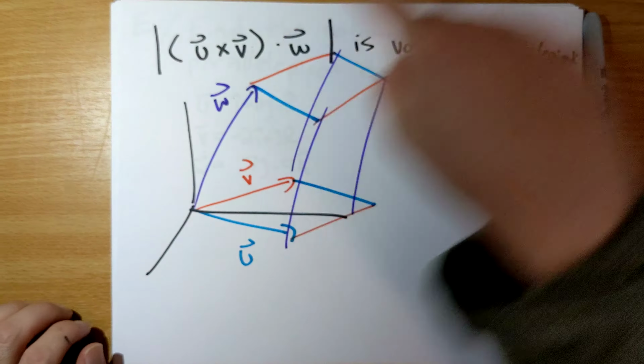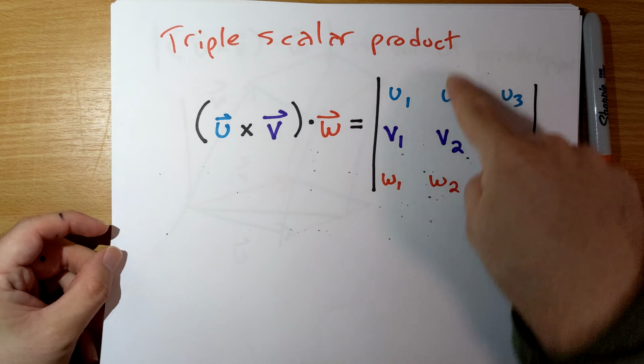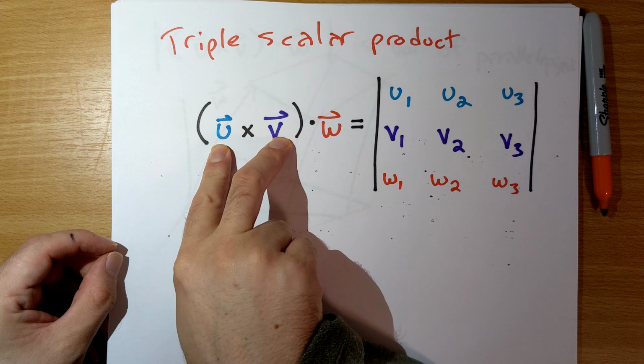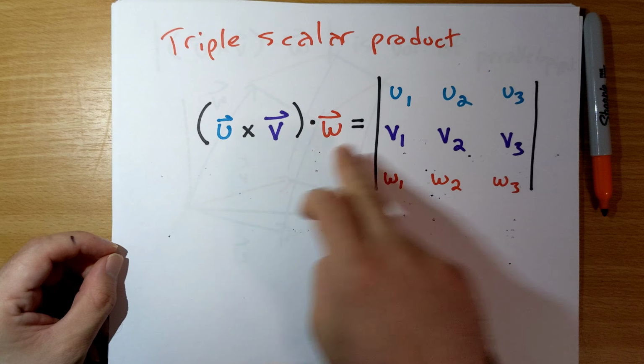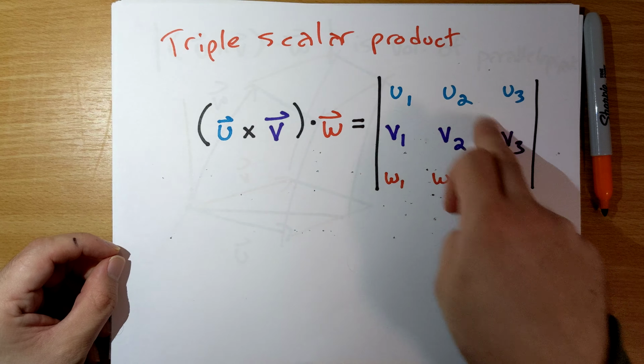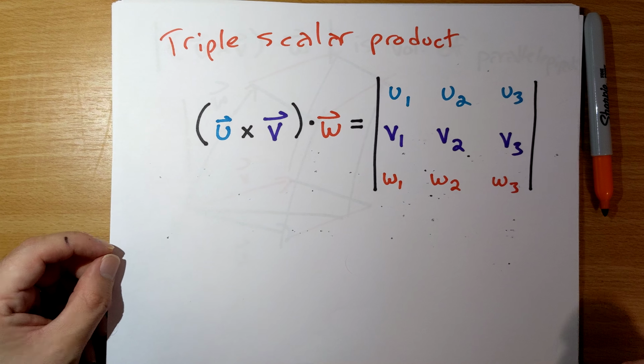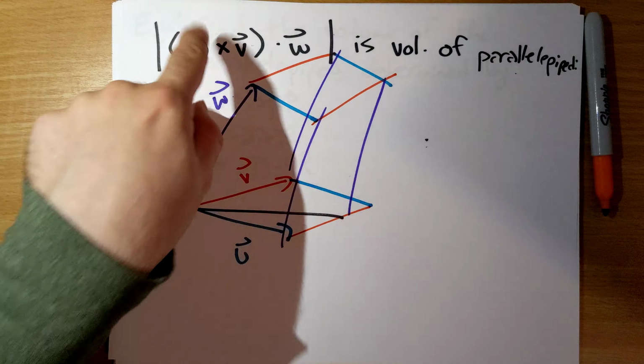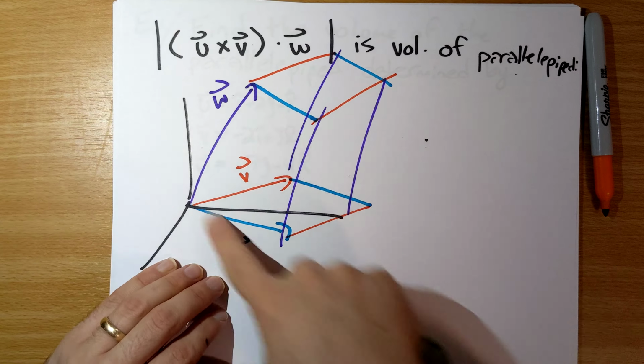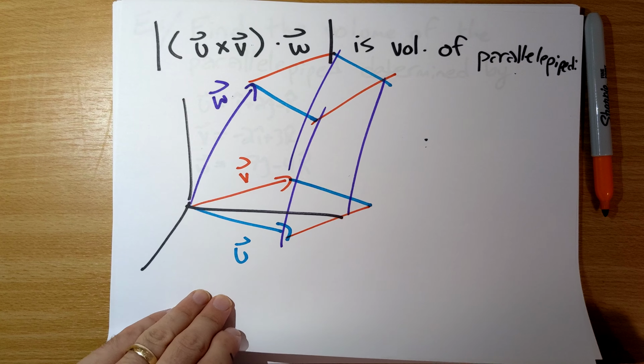So this triple scalar product that we compute, you can certainly do the cross product first and then do a dot product, but it's easiest just to go straight to the 3x3 determinant formula here. Take the absolute value of this, and it gives you the volume of this parallelepiped.